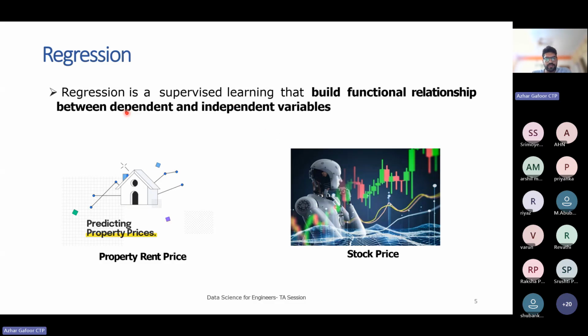What does that actually mean? We may predict house prices based on a lot of variables, like the location, the number of bedrooms in a house, and the facilities that the colony or apartment provides. All those are the variables. Another example is stock price.